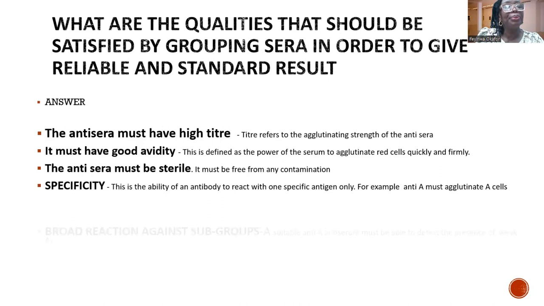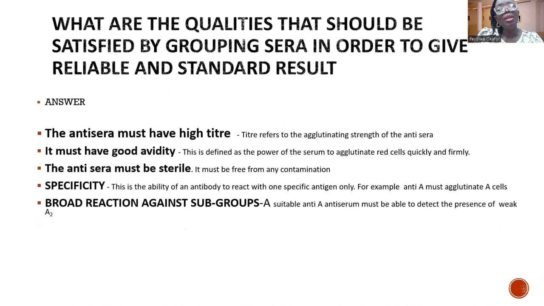It must have broad reaction against subgroups of the same antigen. This means that a suitable anti-serum must be able to detect the presence of weak subgroups of that particular antigen. For example, anti-A anti-serum must be able to detect weak A antigens like A2 cells, A3 cells, and others.